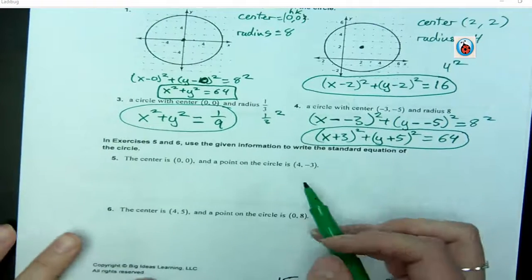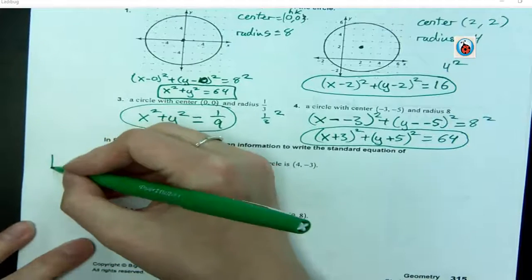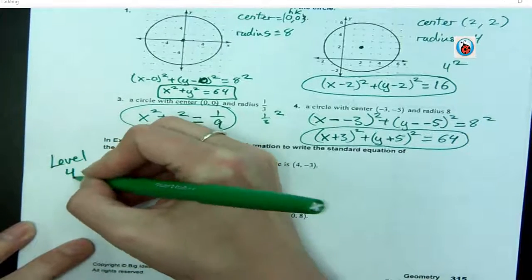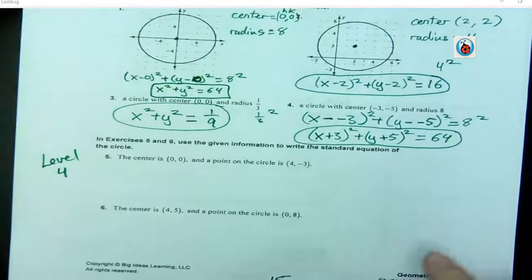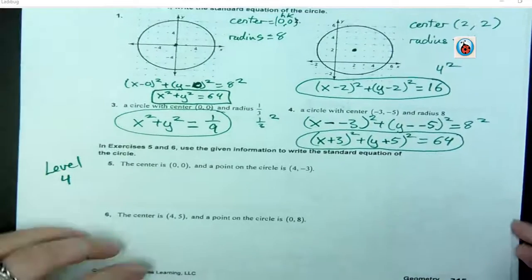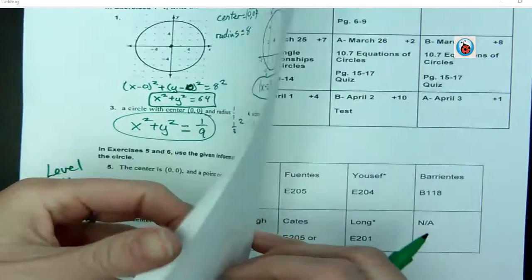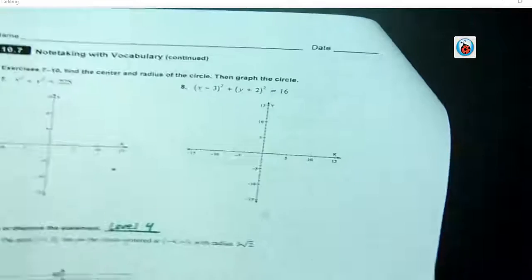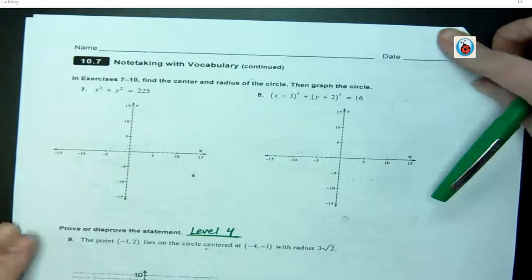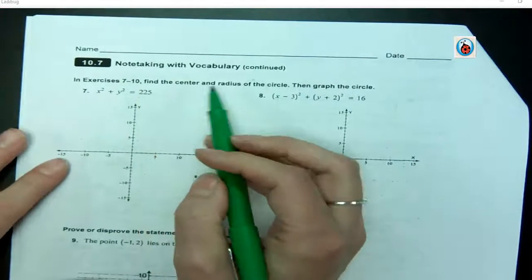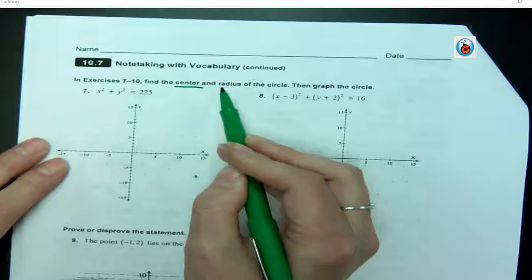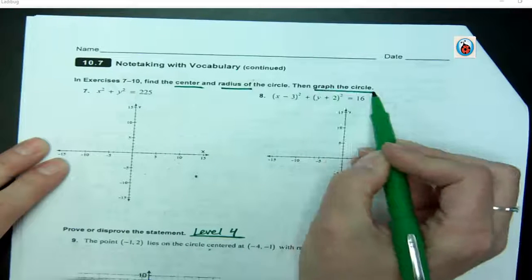Alright, these two problems are a level 4. So if you are in advanced geometry, you have the option of skipping over these. And so I will continue the level 3 problems and come back. So the last two is to take the equation and find the center, find the radius, graph the circle.